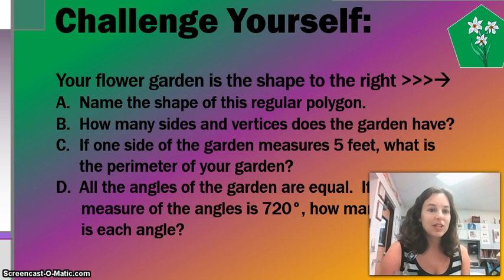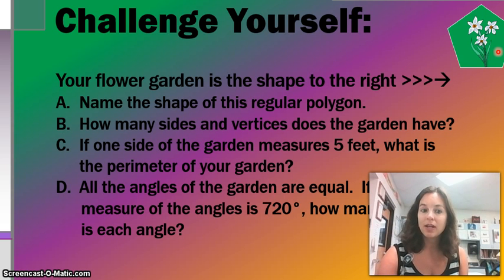All right, here's your challenge problem. Your flower garden is the shape to the right. So here is your flower garden. Name the shape of this regular polygon. How many sides and vertices does the garden have? So how many sides and how many corners? If one side of the garden measures 5 feet, what is the perimeter of your garden?